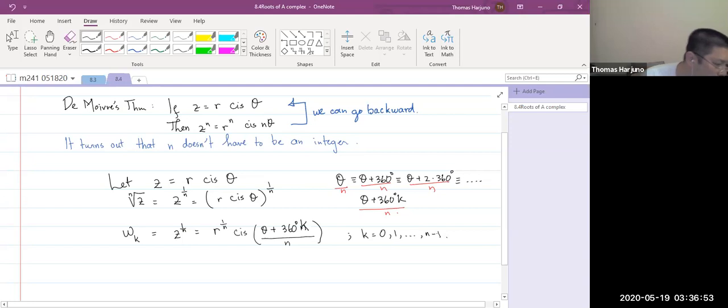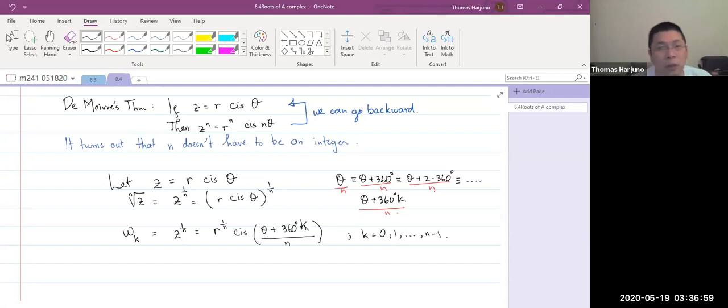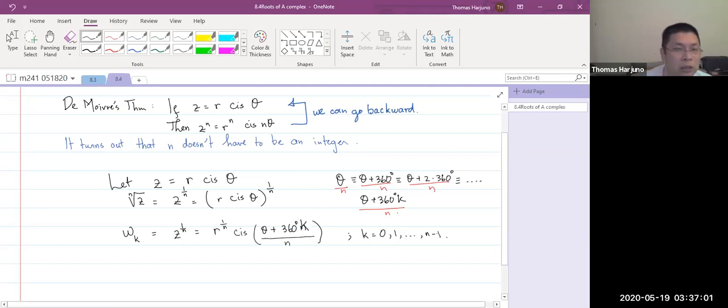Now I know the notation seems hard to see. Don't worry about it. Once we do the procedure, then you will see what actually happened. Suppose, for example, I have x cubed plus 1 equals 0. Solve for x.